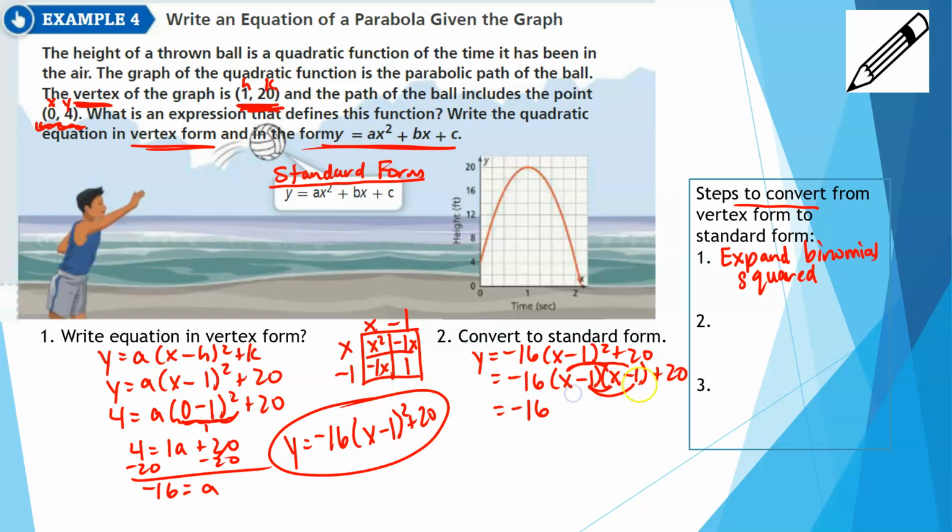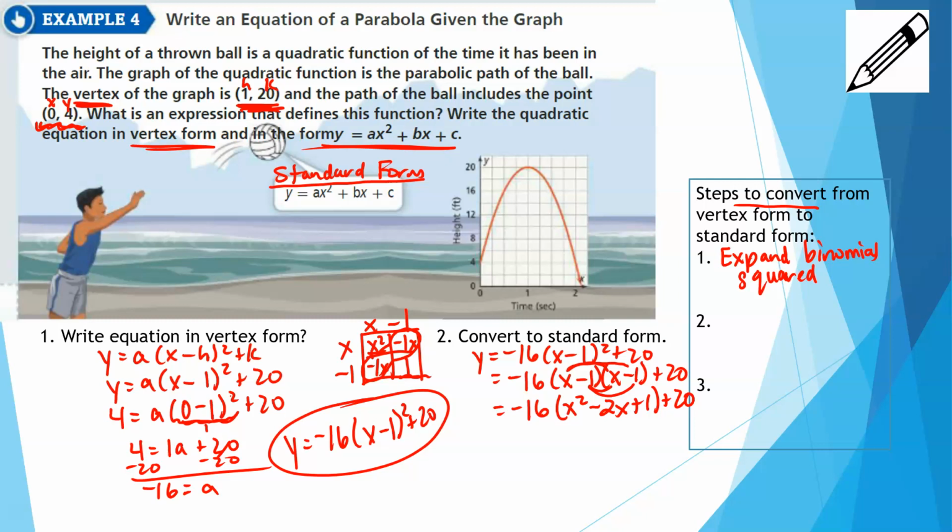Either way, whether you FOIL or you use the area model, you should end up with x squared, because now we combine like terms, minus 1x plus minus 1x is minus 2x, and then plus 1. A lot of students forget that middle term. They think it's just x squared plus 1. Make sure you expand it fully.